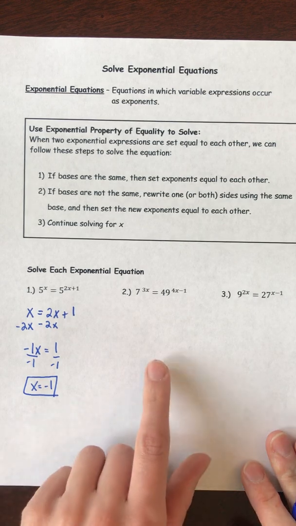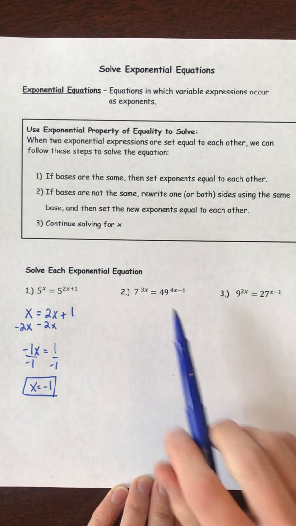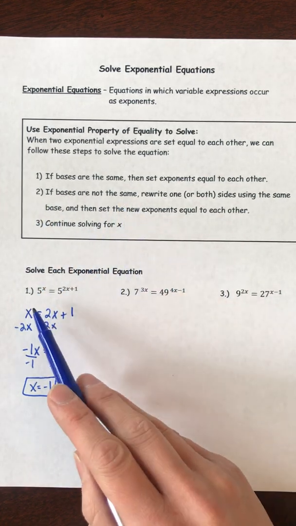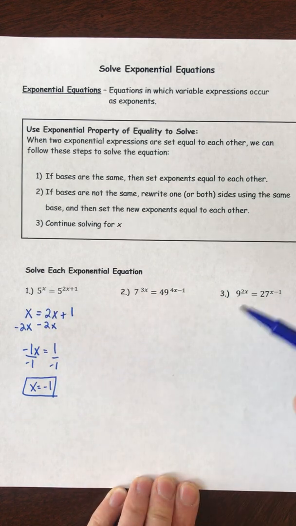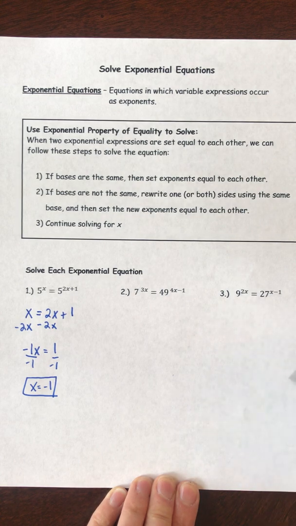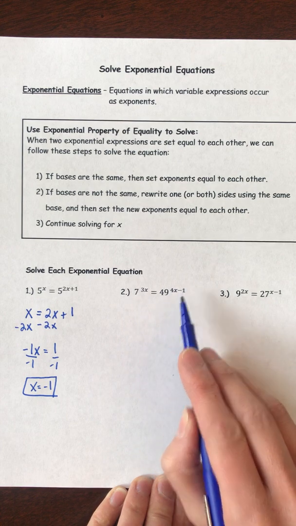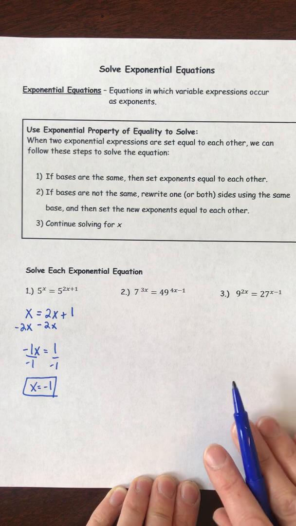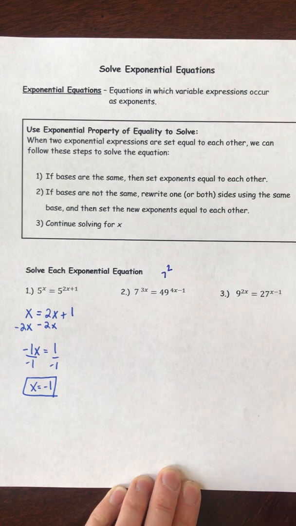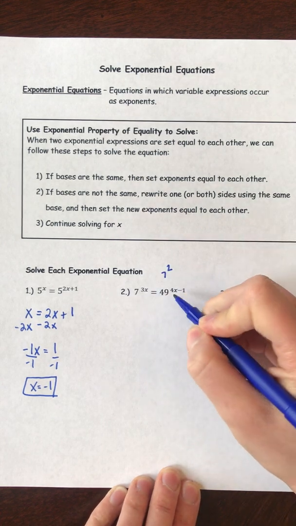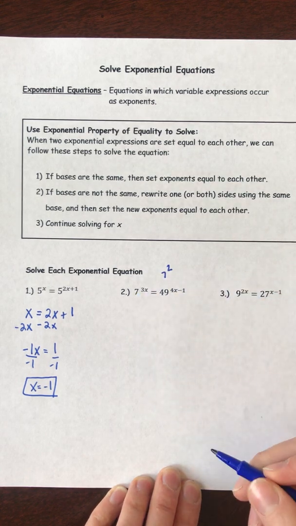Right, so because the bases were the same, I could automatically just set my two exponents equal to each other and solve. Now in number 2, the bases are not the same, so I'm going to go to step 2. All right, so my goal is to make it look like problem 1. Can I rewrite each side so that they have the same base and play around with the exponents to make them match? So if you look, I have 7 to the 3x equals 49 to the 4x minus 1. Well, 7 and 49 don't match. However, 49 is 7 to the second power. So I can rewrite this side over here so that I do have a 7 as a base. Then I could set those exponents equal.